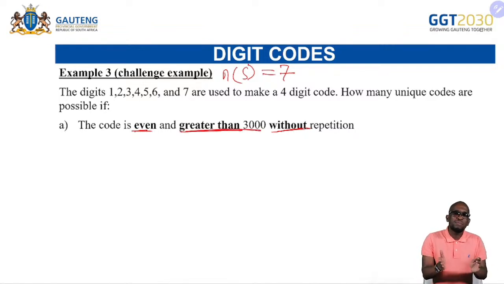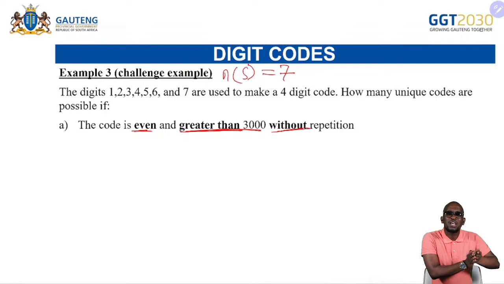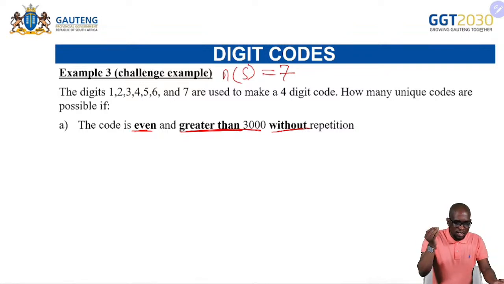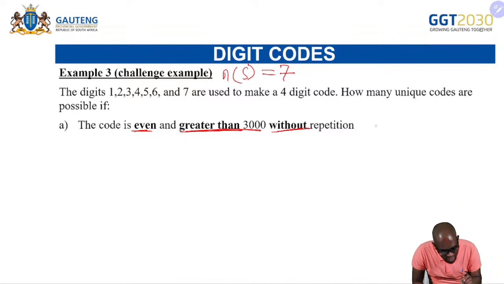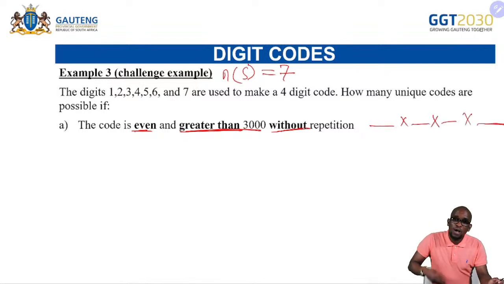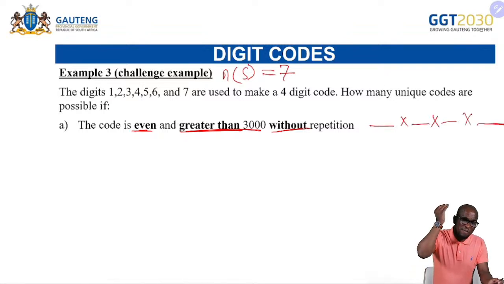Remember, for the code to be even, the last position must contain even numbers. If the last position contains even numbers, then the overall code in this case would be even. And then if the code is greater than 3,000, then the leading variable should contain numbers starting from 3 and above, which means that we can define our subsets for the first digit as well as the last digit.